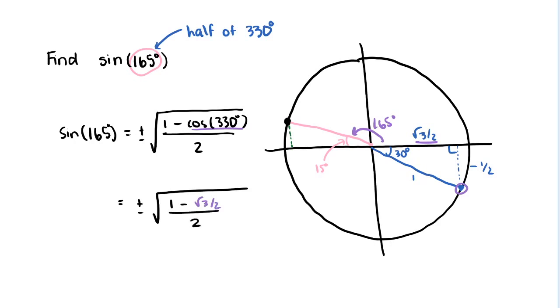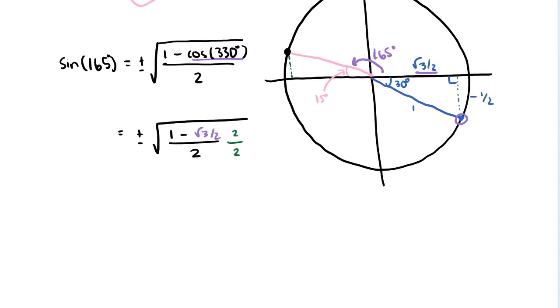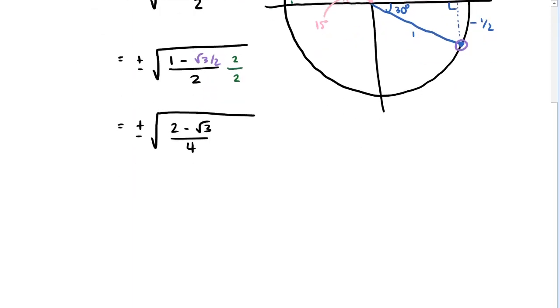And we can do the same thing we did in the previous example of clearing out the denominators to make this not a fraction within a fraction. We can clear the denominator and the numerator here to get plus or minus the square root of 2 minus the square root of 3, all over 4. And much like the previous example, we can break apart the square root across the division that's occurring, and we can rewrite this as the square root of 2 minus the square root of 3 over 2.